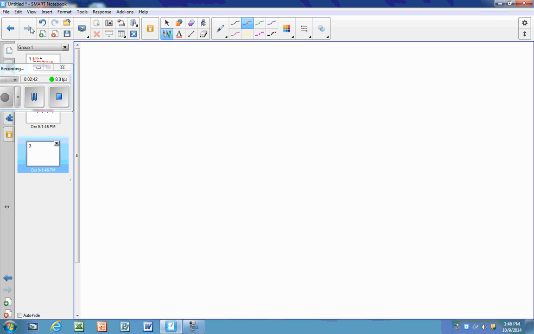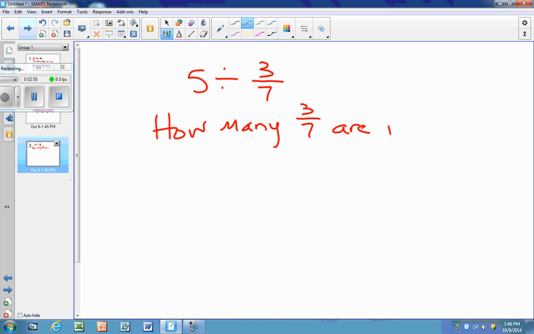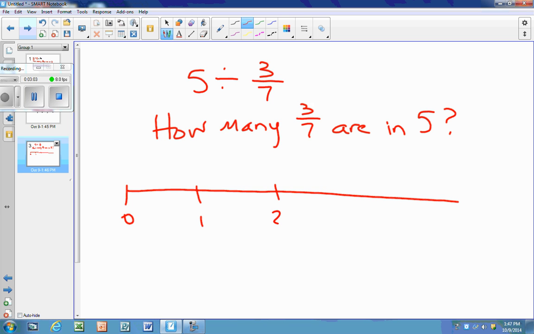All right, we'll try one more together. 5 divided by 3/7. This is similar to the last one. So again, it's how many 3/7 are in 5. That's the question we're trying to figure out. Here's our number line. All we really need to go up to is 5 wholes. I had to make mine a little longer. And then each whole is divided up into 7 equal parts because that's the denominator there.